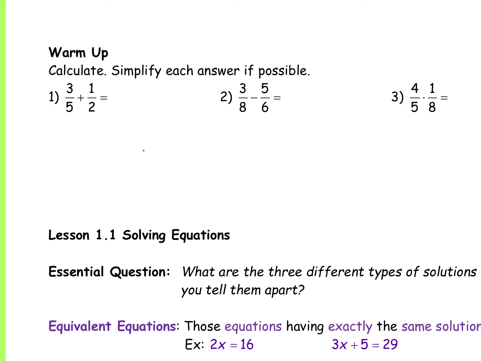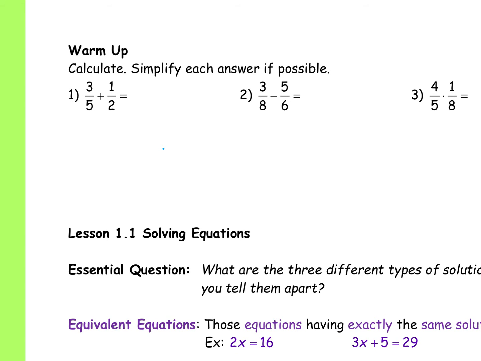Someone tell me how we add fractions? What do we have to have? Common denominator. So what's my common denominator going to be? 10. So if my denominator is 10, what do I have to multiply my first fraction by to get 10? 2. So I'm going to multiply by 2. And my second one? 5. So I've got 6 plus 5. So that's 11/10.